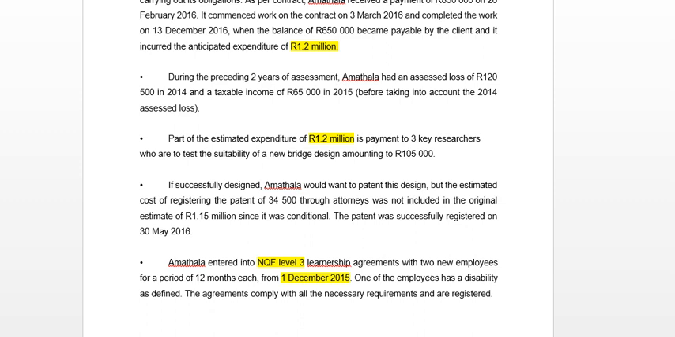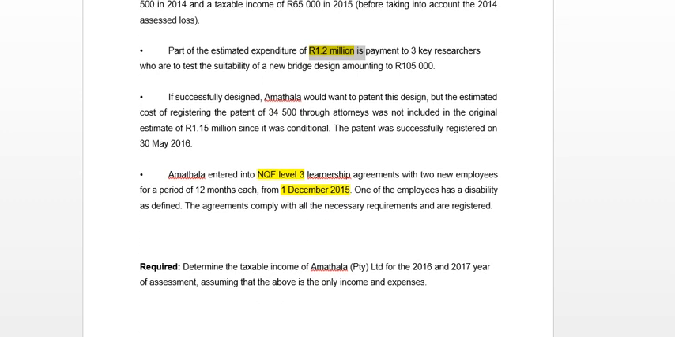Then it says part of the estimated expenditure of 1.2 million is payable to three key researchers who are to test the suitability of the new bridge design, amounting to 105,000 Rand. Here they say that this amount is already included within this 1.2 million Rand, so we don't have to do anything about that. It does relate to this bridge or to this contract, so it is in the carrying on of the trade for the production of your future income, so we may include that. It's already included, so we don't have to do anything.